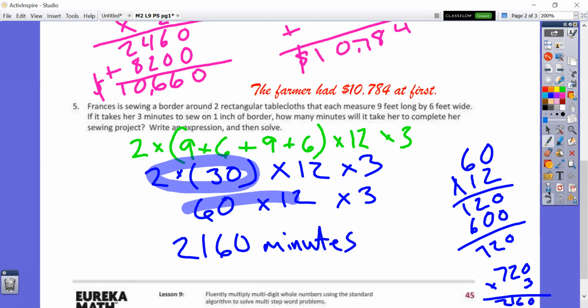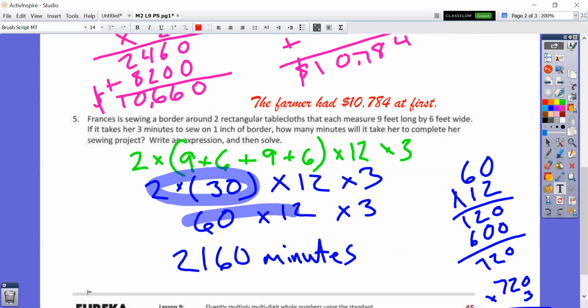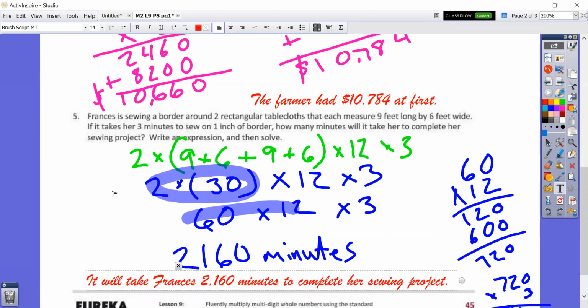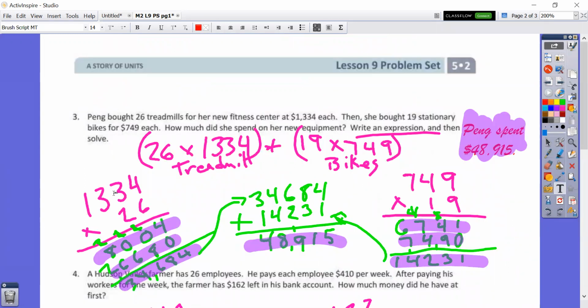So now we need a statement, right? And it says how many minutes will it take Francis? It will take Francis 2,160 minutes to complete her sewing project. Let me just move this up so it's a little easier for everyone to read. All right.